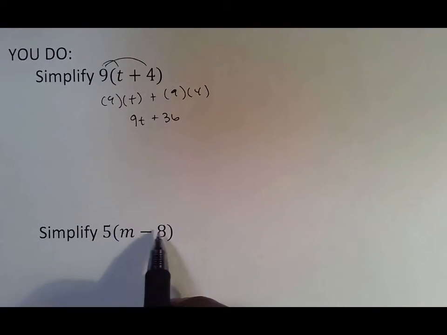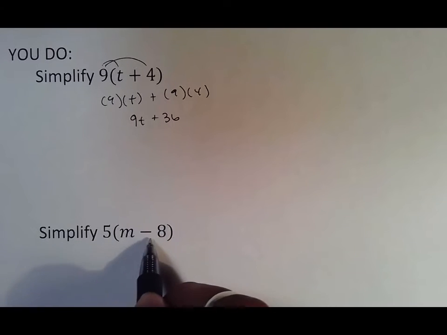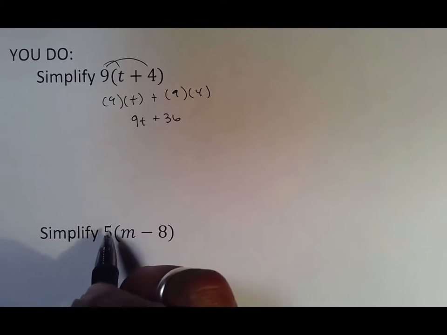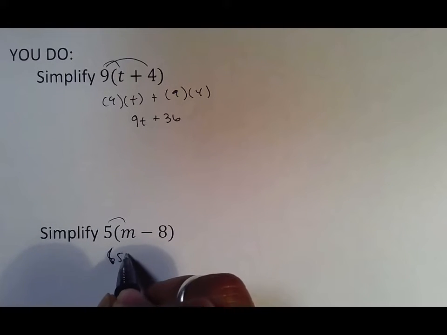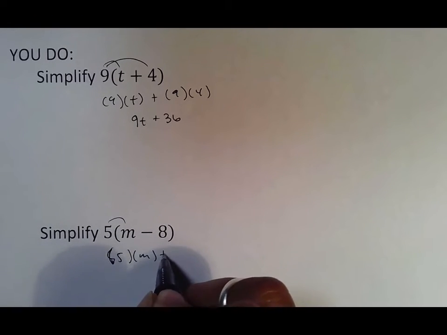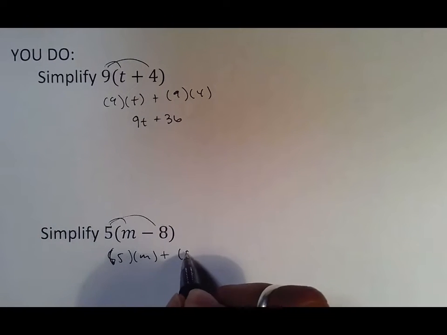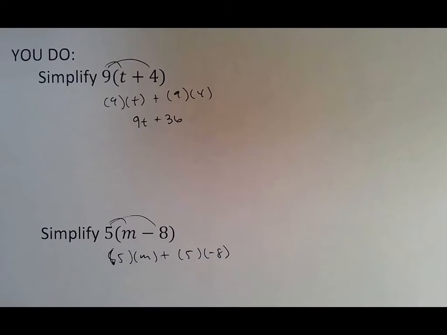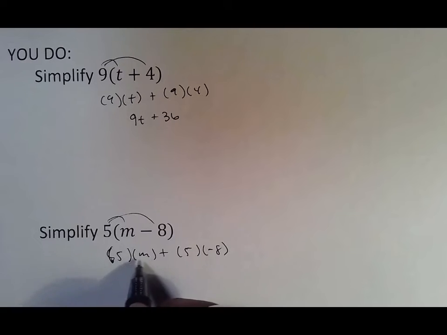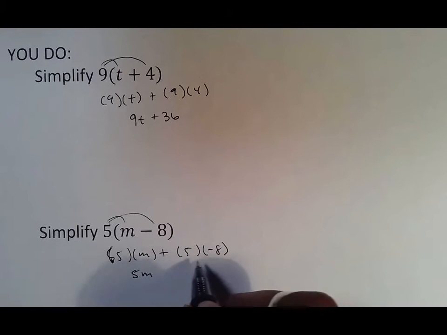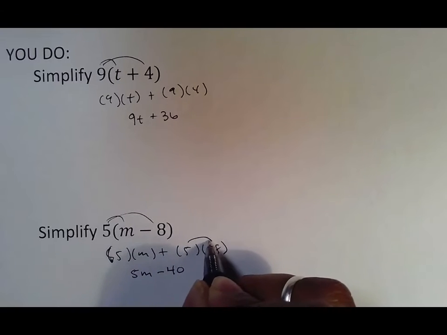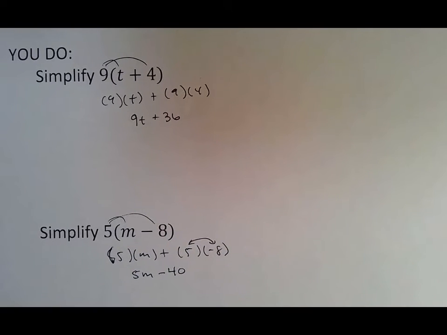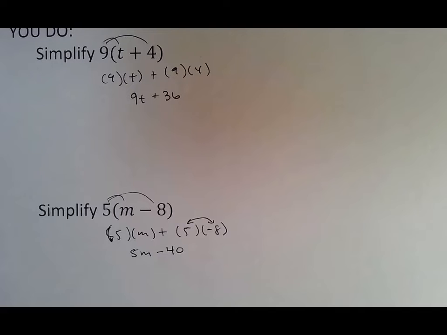On this one, m and 8 are friends. I'm sorry, m and negative 8 are friends. That's what you guys start viewing it as. So we end up with 5 meeting m, and again, always a plus, 5 meeting negative 8. Once you do that, 5 times m is 5m. 5 times negative 8 is negative 40, because you have a positive times a negative. Again, the thing we're adding to our understanding: positive times a negative is negative.